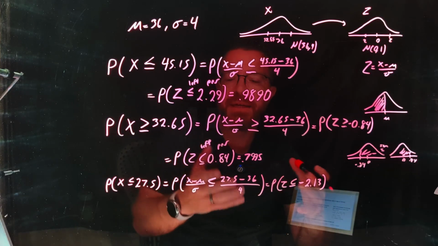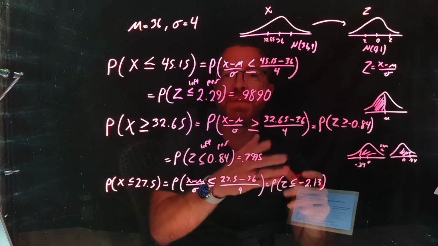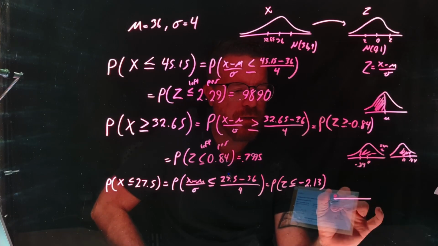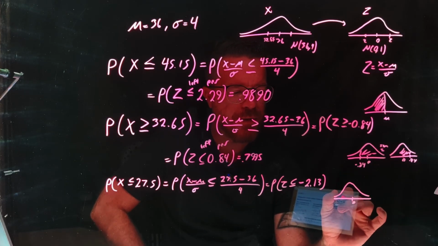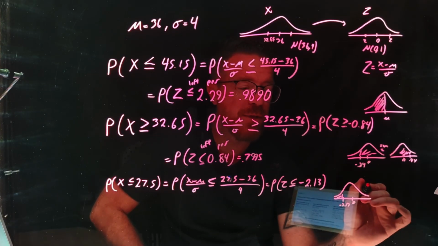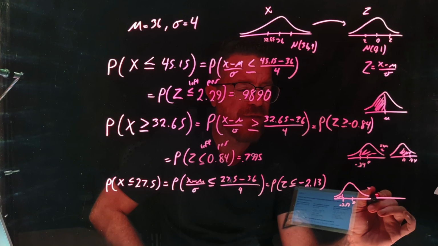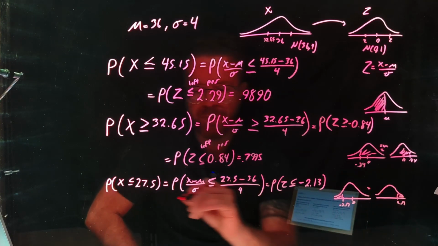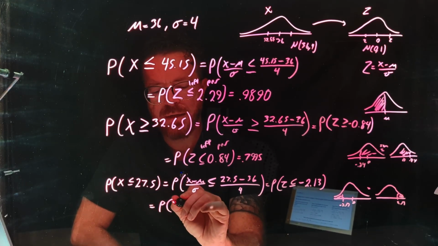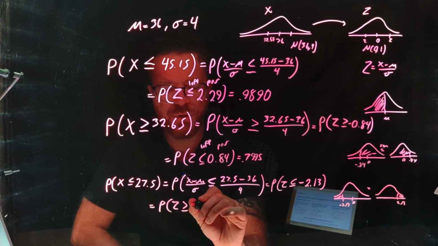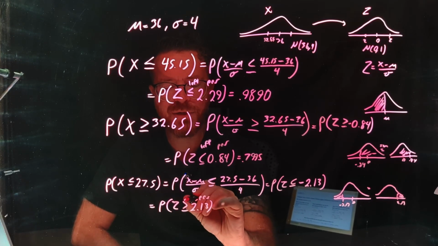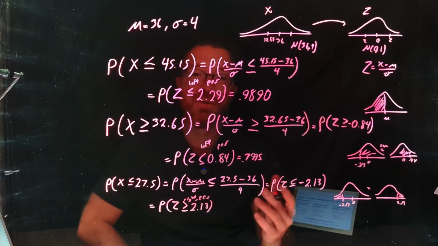Now let's double check that. Should this be a negative? Well, 27.5 is less than 36, so yeah, this looks good. So again, if I were to draw a quick little image, I have a negative value, and I'm looking to the left. When I mirror image this by symmetry, I'm going to be finding a value that is to the right of positive 2.13. So this is going to become the probability z is greater than or equal to 2.13. It is positive, but it's looking to the right, so I still need to do another transformation.